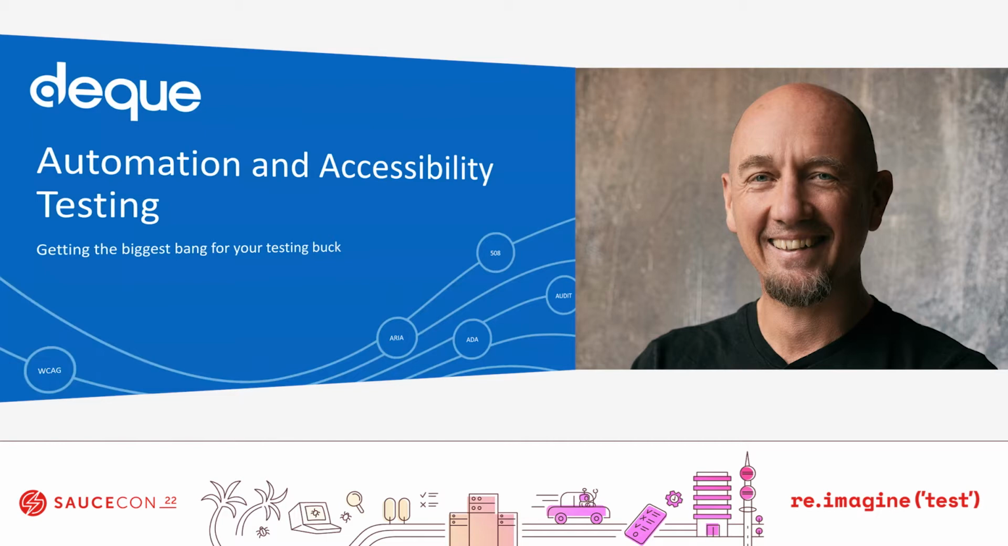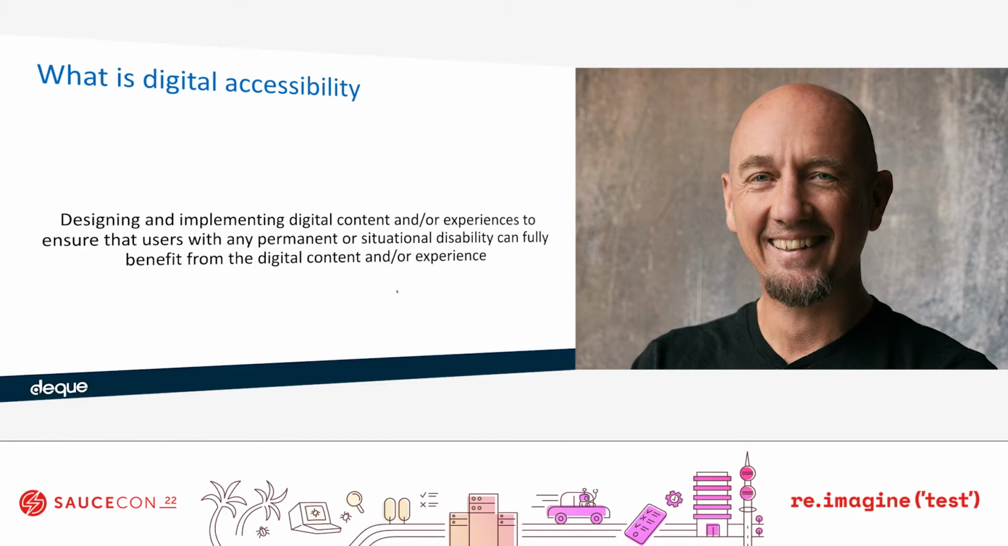I'm going to talk about automation and accessibility testing. Before I do that, just let me go very high level about what accessibility is. It's not about being able to access the application across the internet or something. It's really about designing and implementing your digital content or experiences so that users with any permanent or situational disability can fully benefit from digital content and or experience.